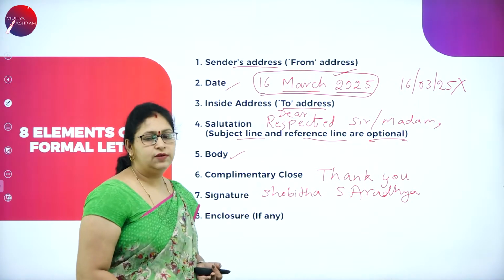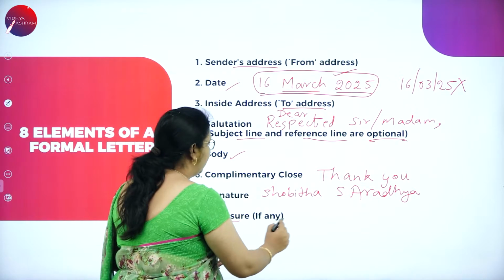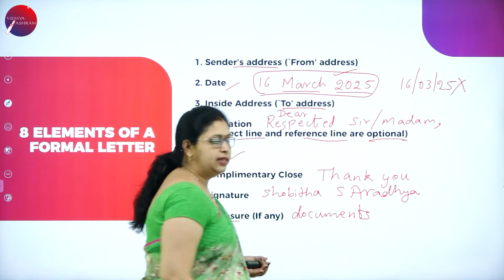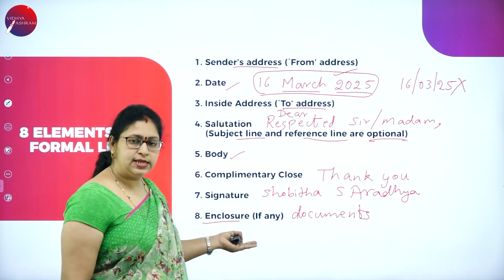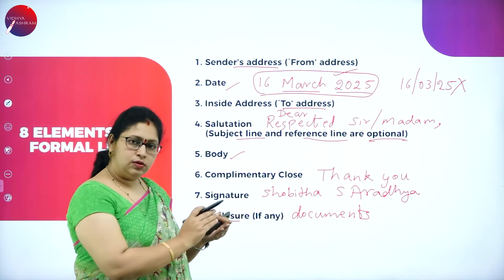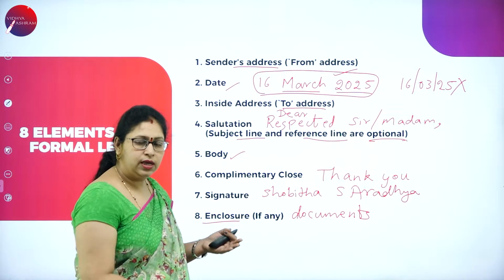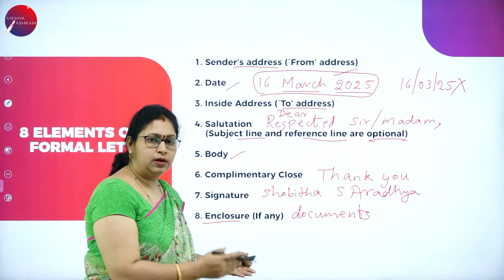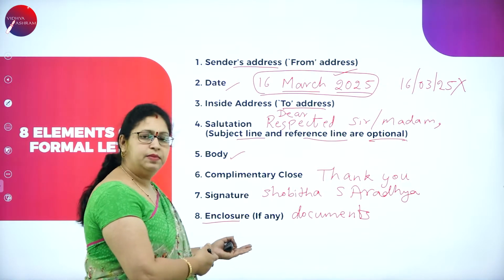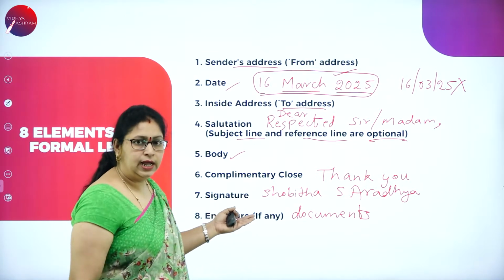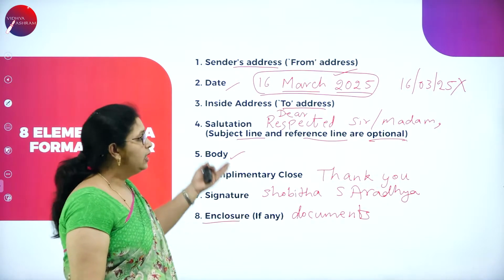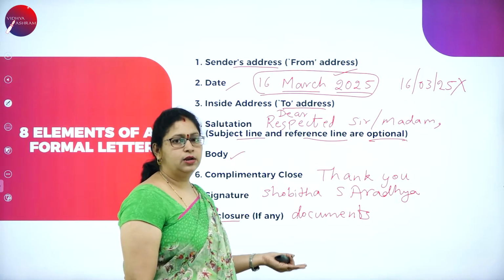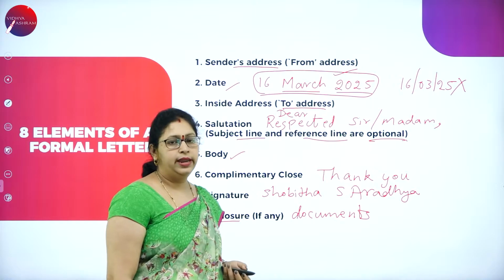Then enclosure, if any. Enclosure means if you are attaching any documents or any letters, any details, you should write that. So documents attached: enclosed with the document so and so. Or if you are sending it to many people, if a copy is sent to others, that can be mentioned here after your signature. These are the 8 elements which are a must in a formal letter. You have to remember these 8 elements.